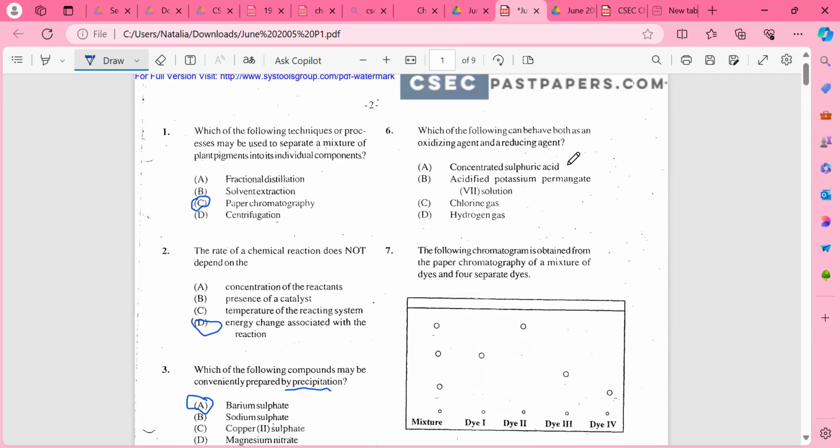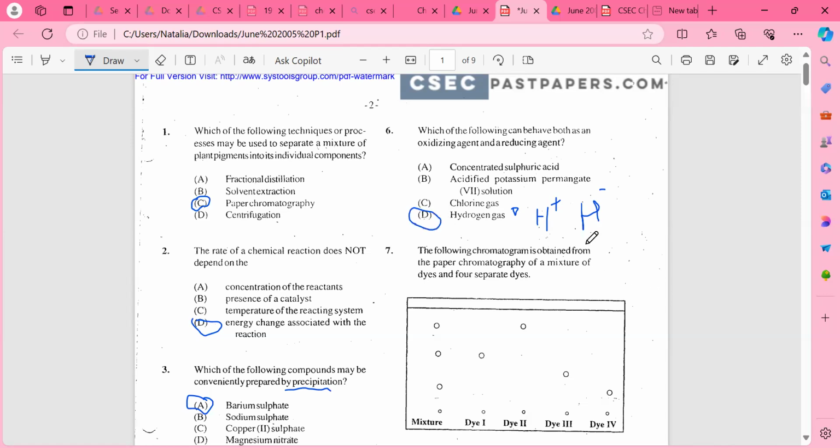Which of the following behaves as both oxidizing and reducing agents? Concentrated sulfuric acid is an oxidizing agent only. Acidified potassium permanganate is an oxidizing agent only. Chlorine is an oxidizing agent only. Hydrogen is both an oxidizing and reducing agent, because hydrogen gas can move from 0 to form H plus ions like in an acid, where it is oxidized, or it can also combine with metal to form the hydride ion, where there's a reduction in oxidation number. So the answer is D.